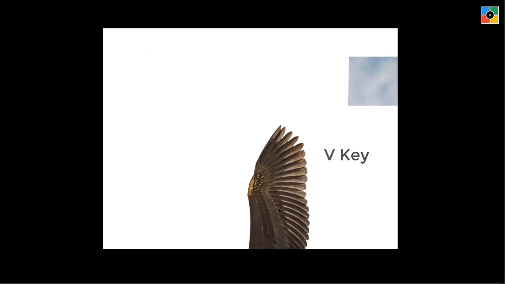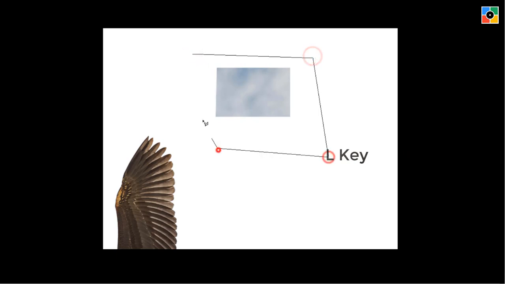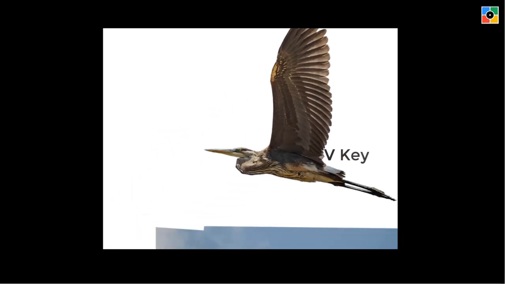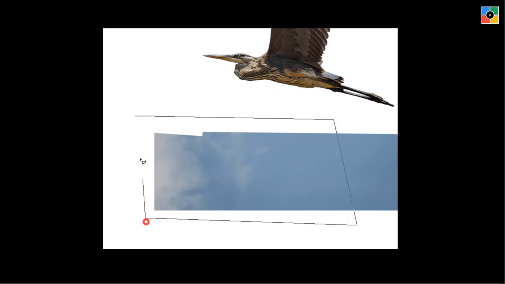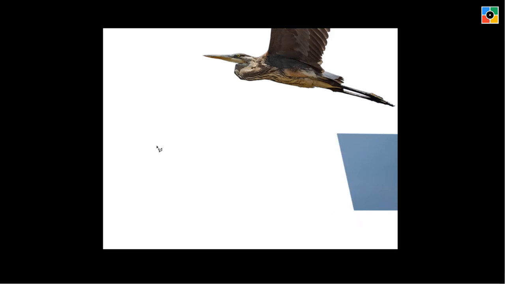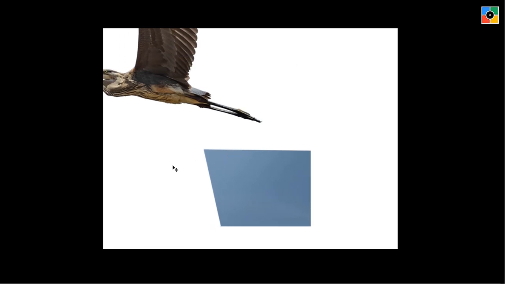Press shortcut key V, and move the image. Press shortcut key L again, select, and delete this unwanted part. Press shortcut key V again and move the image. Press shortcut key L again, and delete this unwanted part too. Press the shortcut key V again. Move the image. Press the shortcut key L, and delete the unwanted part.